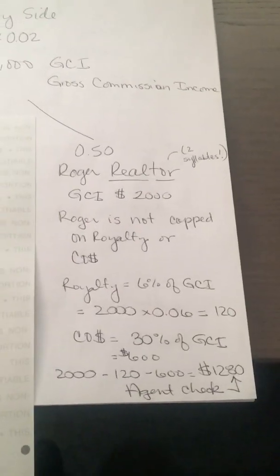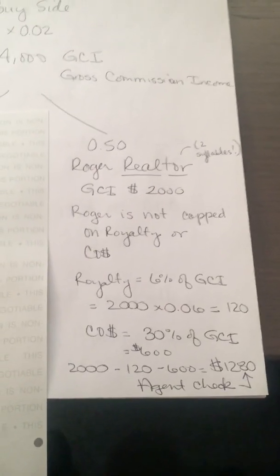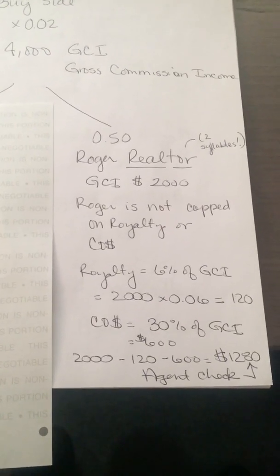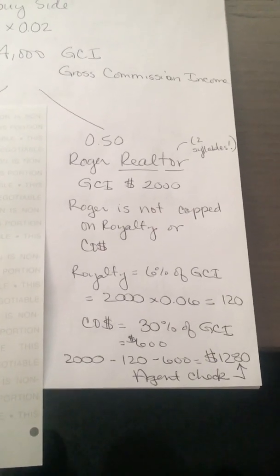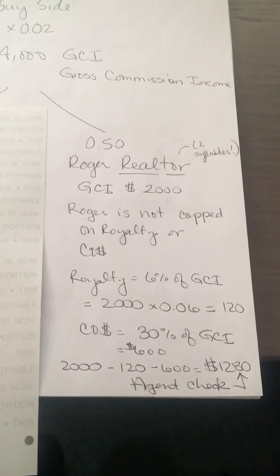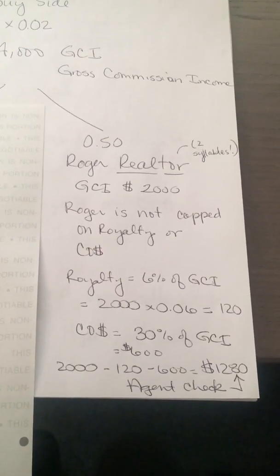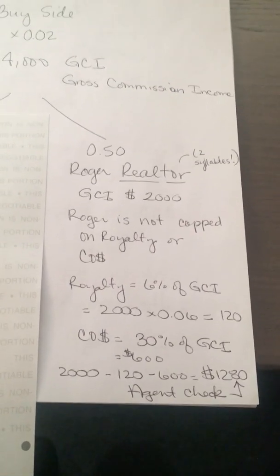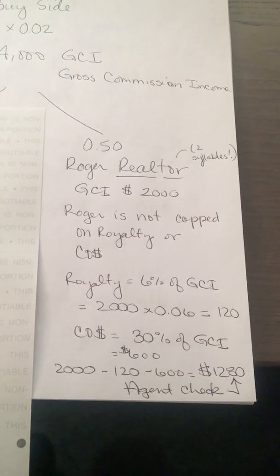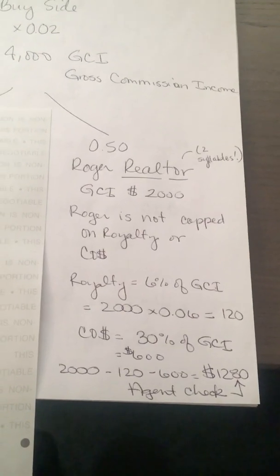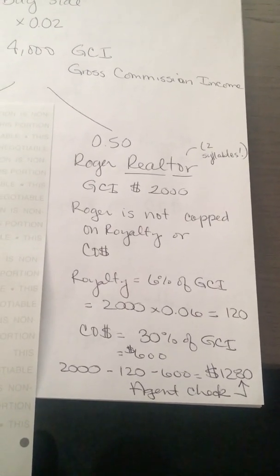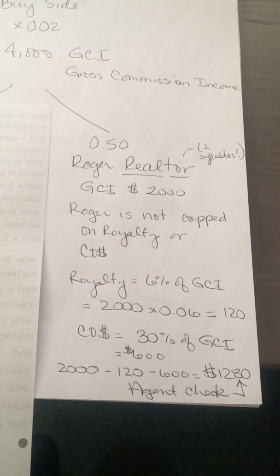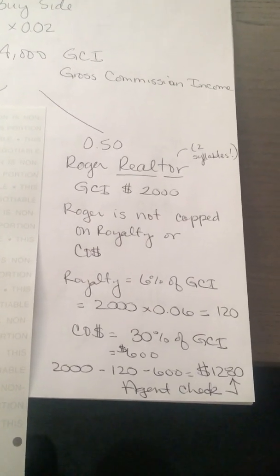She's working with Roger Realtor. He also gets 0.5 units on this side, so his GCI is also $2,000. Roger is not capped on royalty or company dollar. So he's going to pay royalty, which is calculated at 6% of his GCI. That equals $2,000 times 0.06, which is $120 he's going to pay in royalty. And his company dollar is calculated at 30% of GCI, which is the same as the other side.